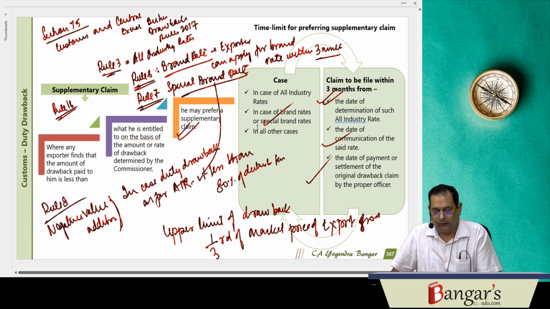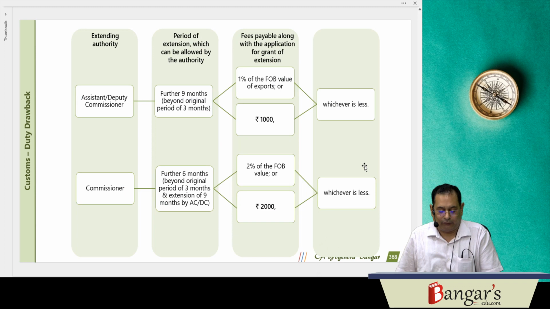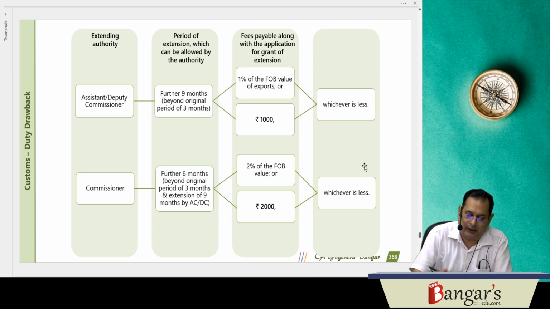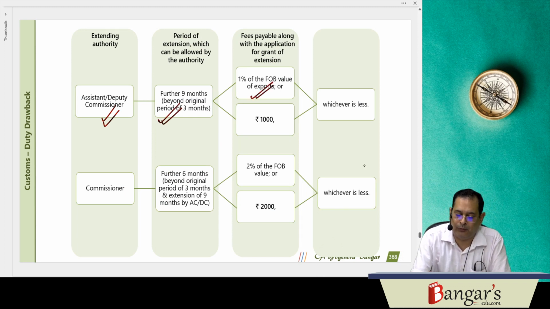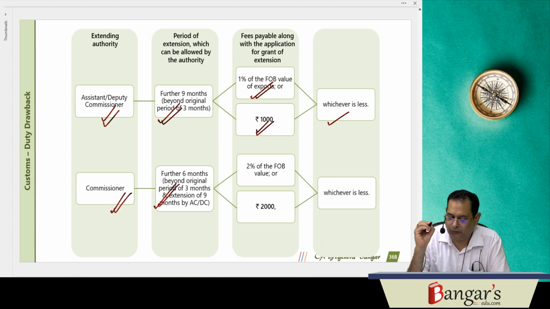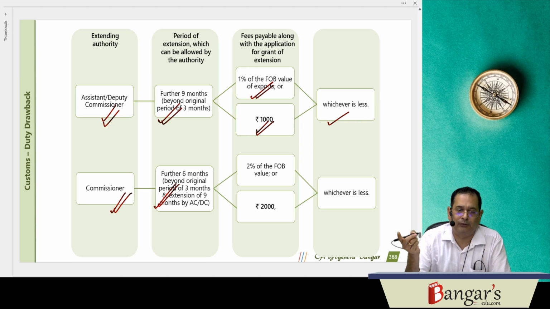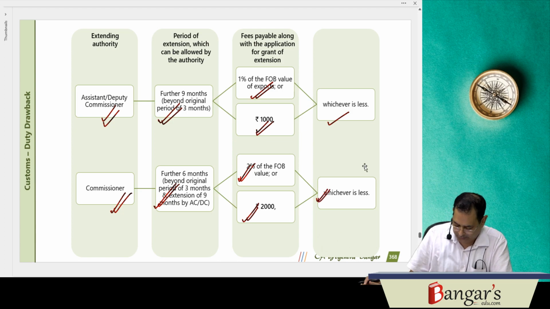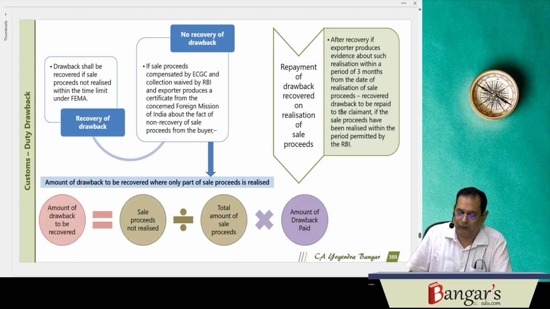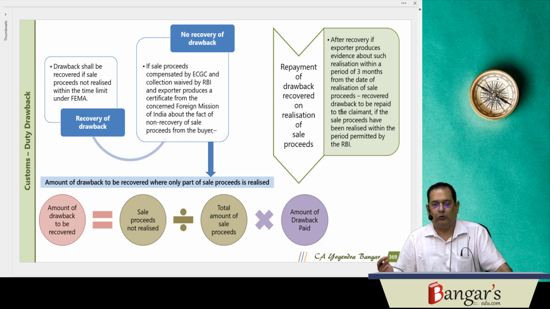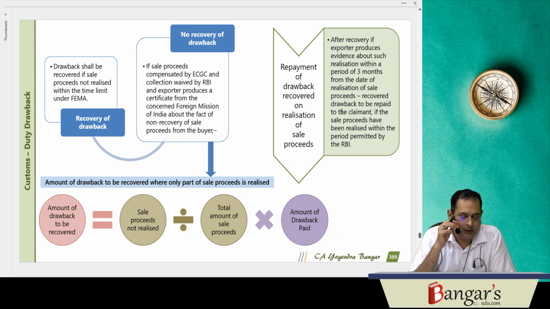Here, the extension can also be made by AC or DC for a further period of 9 months. Fees is 1% of FOB value of exports or ₹1,000, whichever is less. And by the commissioner for a further period of 6 months beyond the 3 months and 9 months. Fees is 2% of FOB value of exports or ₹2,000, whichever is less. And if there is any deficiency, the same will be communicated to the exporter and he has to resubmit the claim.